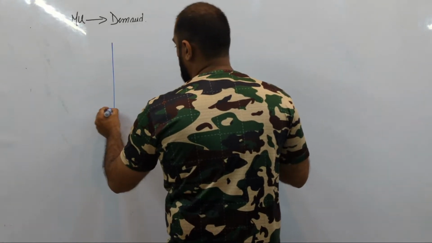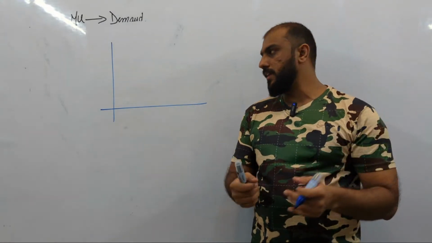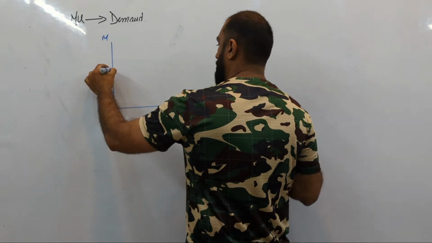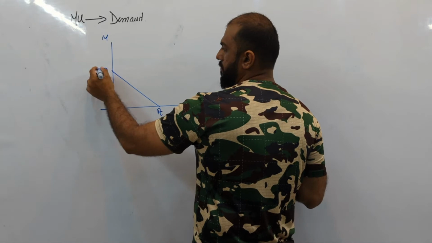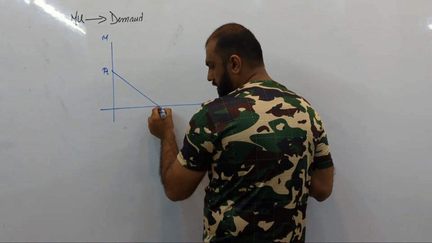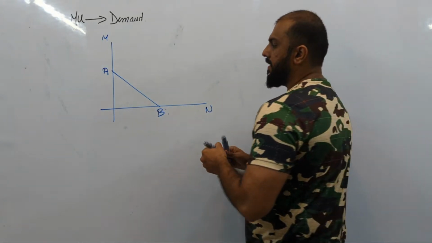Budget line simply shows the combination of goods that can be consumed with a given budget or an income. Let's say we have good M and we have good N, and this is my budget line AA. So I can consume A units of M and let's say B units of N, right? And this is my indifference curve.